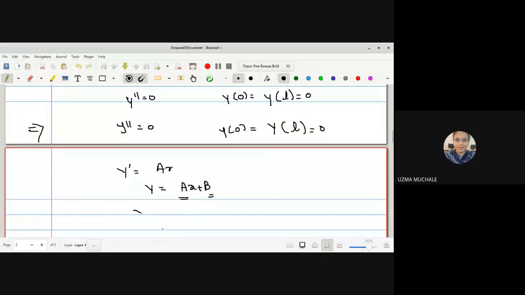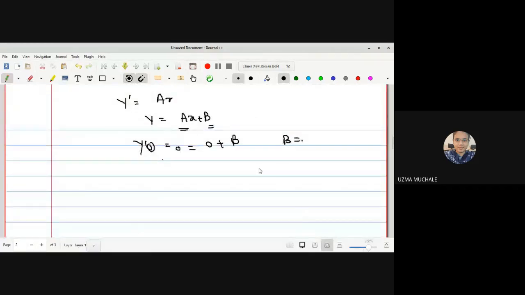Suppose I am going to put y of 0 is equal to 0. So wherever you have x, you have to put it as 0. 0 plus b, which means that we get the value of b is equal to 0. First, we have to check by usual method. As it is very easy, y double dash is equal to 0. So that's why we are getting the values of those terms. And y of l is also equal to 0.